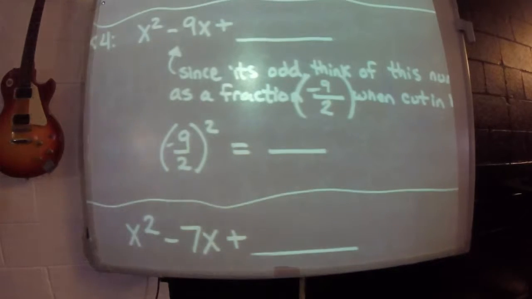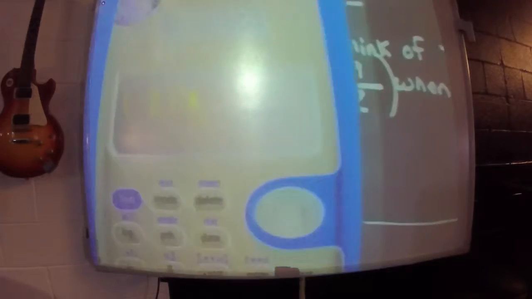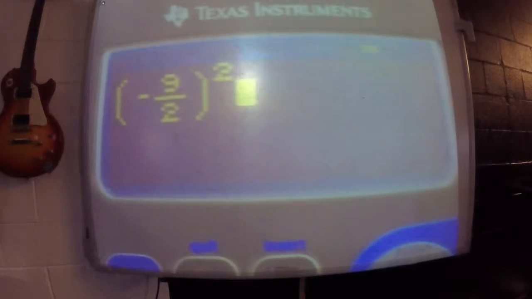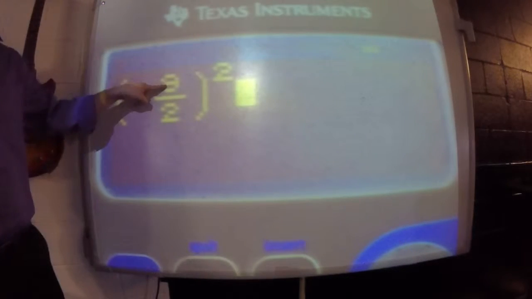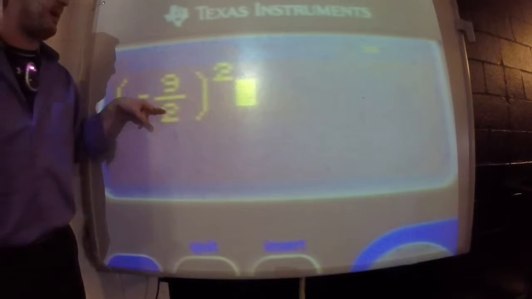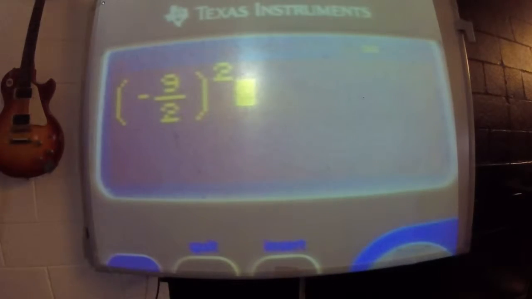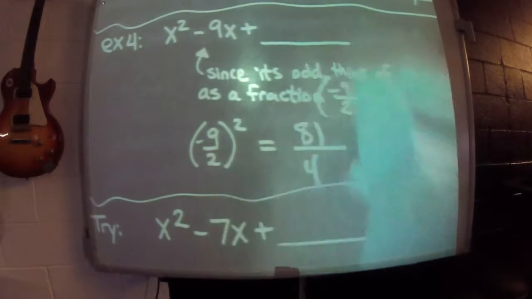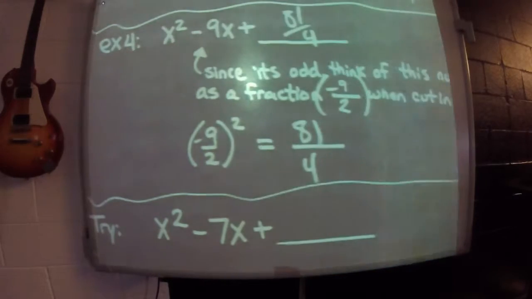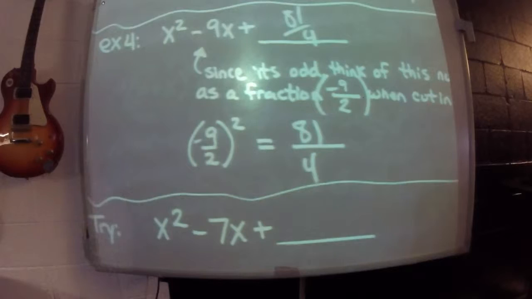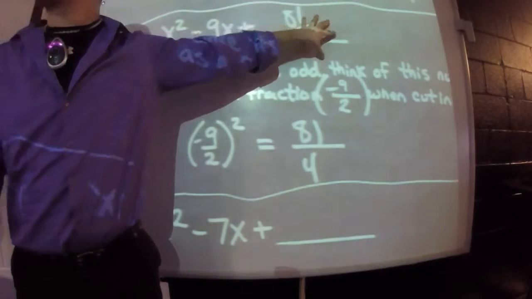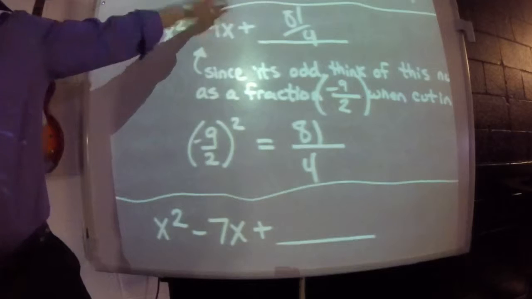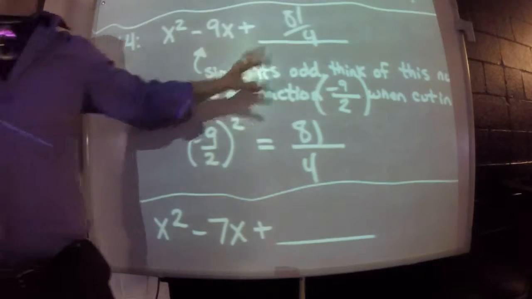You could put this in the calculator and square it as -9/2 squared. But we've done this enough that we should know when you square this, it makes 81/4. You square the top and square the bottom, and it's positive. So it becomes positive 81/4. So when you have an odd number in the middle, you're going to end up usually with some fraction over 4. If it's odd, you half it, just make it 9/2, square it, becomes 81/4.